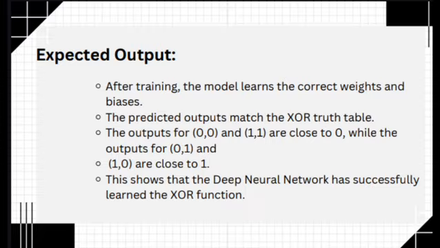After training, the model learns the correct weights and biases. The prediction matches the XOR truth table. The output for 0, 0 and 1, 1 are close to 0, while the output for 0, 1 and 1, 0 is close to 1. This confirms the program works correctly.